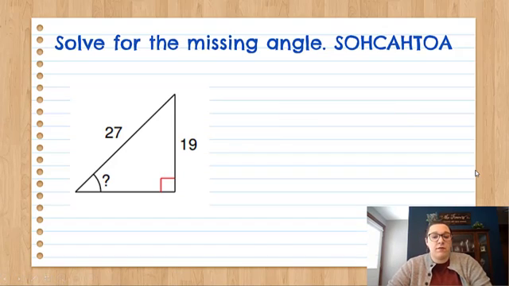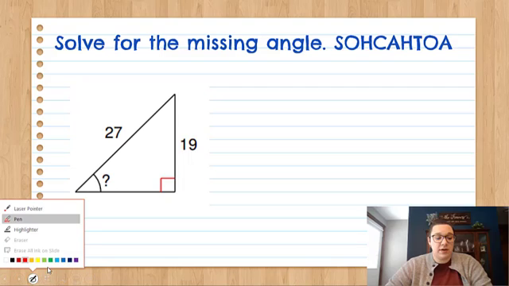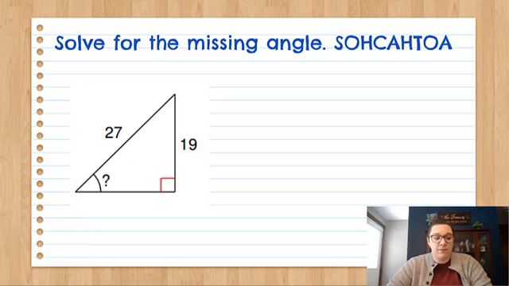Let's jump in and review a little bit of SOHCAHTOA first. So if we were being asked to solve for the missing angle in this problem, what we'd first want to do is label our sides. Across from our question mark angle, which I usually call theta, is the opposite side. Across from the right angle is the hypotenuse, and the last one's adjacent.